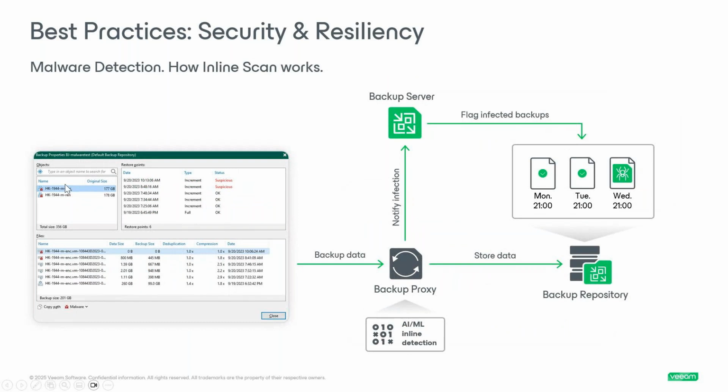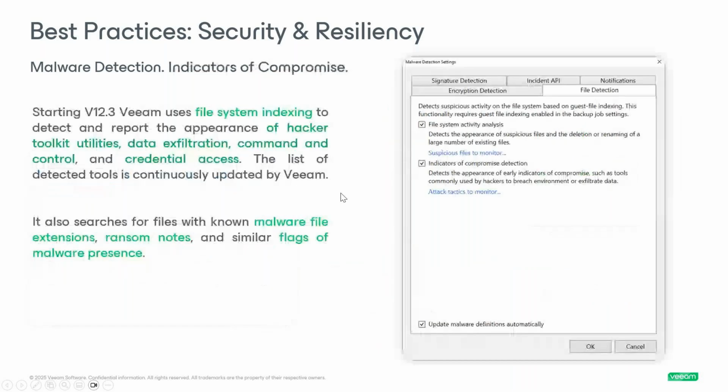So you'll be able to see the infected or suspicious files, and you'll be able to choose what to do if you want to restore from a clean restore point or not. We also have the file system indexing that checks for known suspicious files and extensions, indicators of compromise, multiple deleted files, extension changes, and once it identifies one of those, then it also marks it as suspicious.